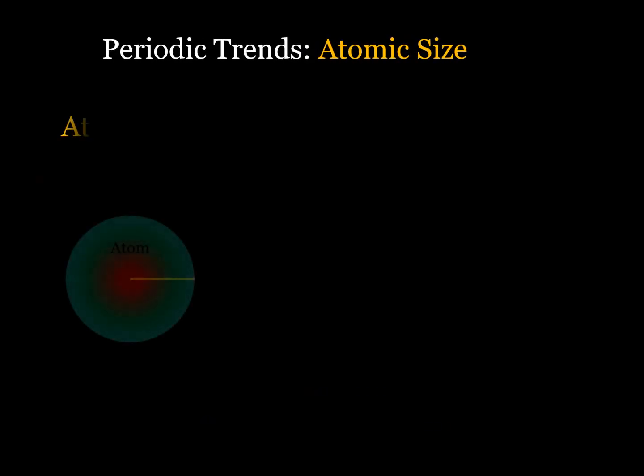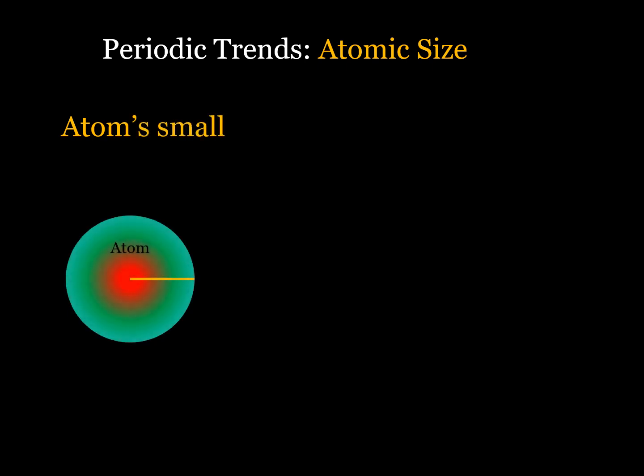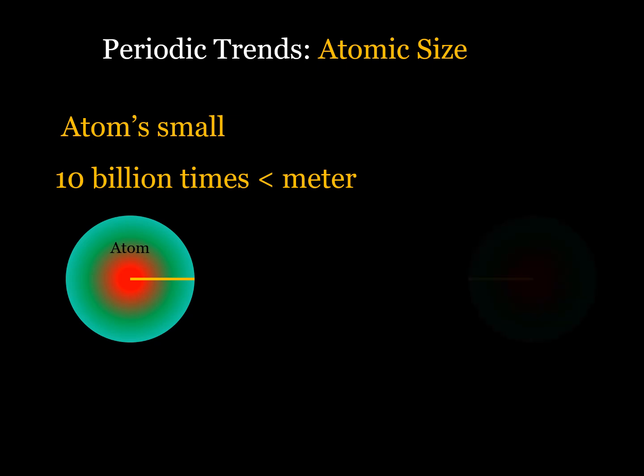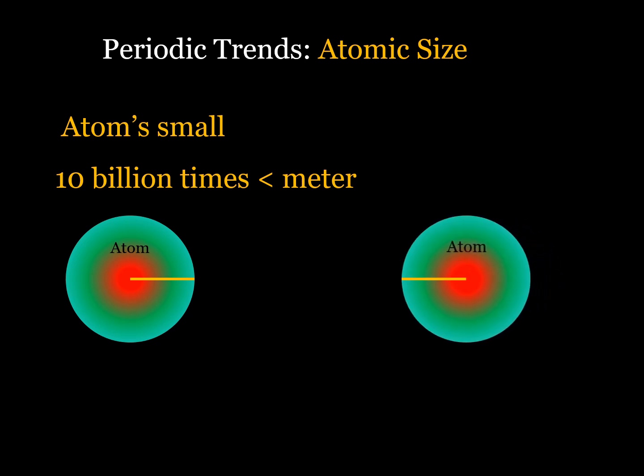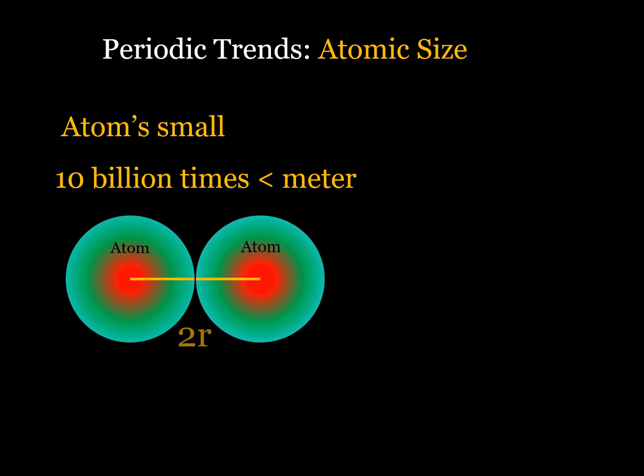The second thing is the atomic size. Atoms are very small in size. They are about 10 billion times smaller than a meter. Therefore, they cannot be measured directly. The size of an atom is measured by measuring the radii of 2 closely packed atoms of the same element. That would give the diameter of the atom.